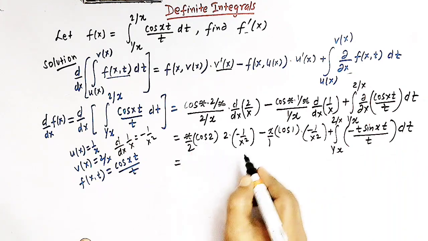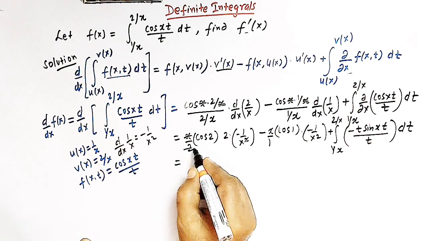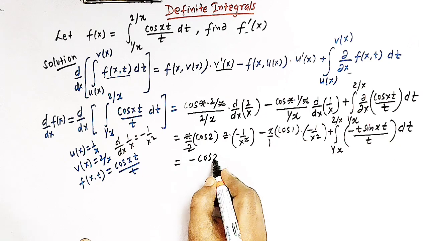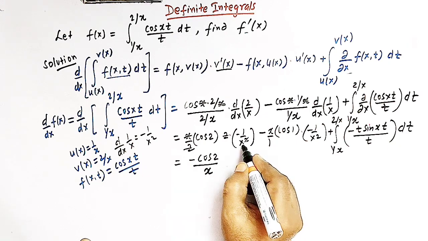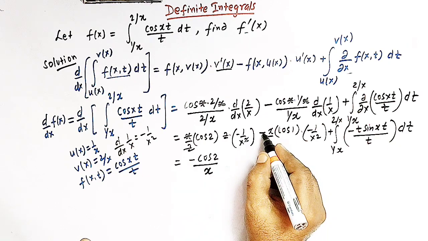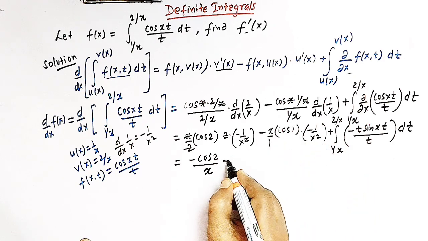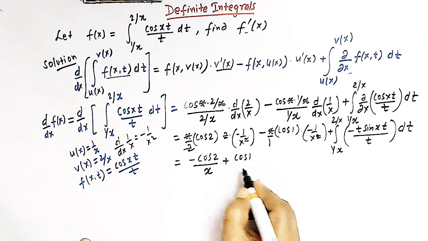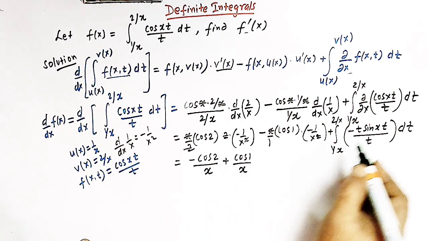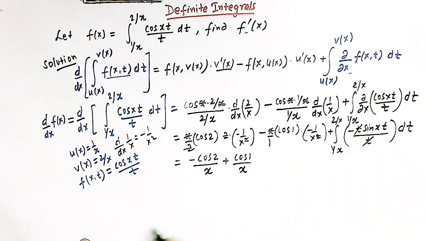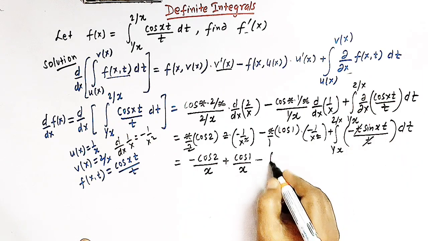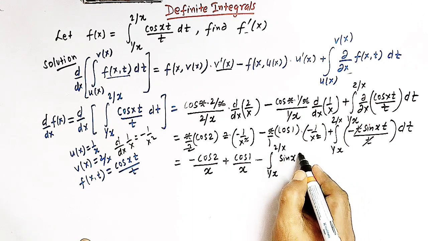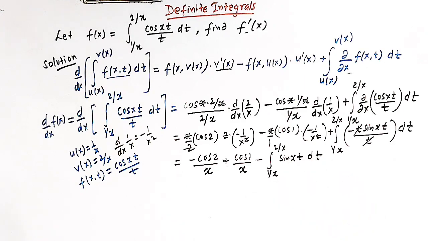So now this x and this x get cancelled, this 2 and 2 get cancelled, so we are left with minus cosine 2 divided by x, because here we are left with 1x, and here minus and minus becomes plus, and this x and this x get cancelled, so we have cos 1 over x, right? And here this t and this t get cancelled, and we have negative, and 1 over x to 2 over x, and sine xt and dt.